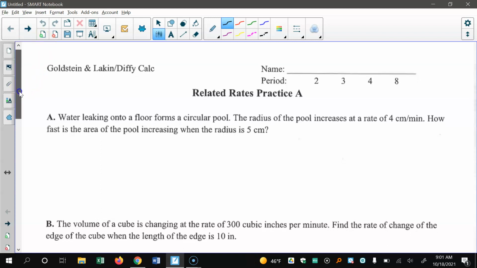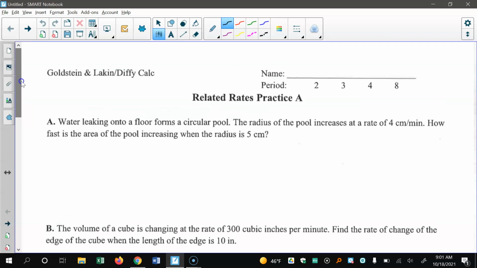Water is leaking on the floor, forms a circular pool. The radius of the pool increases at a rate of 4 centimeters per minute. How fast is the area of the pool increasing when the radius is 5 centimeters? What? What the what? What's going on here, Mr. Lincoln?